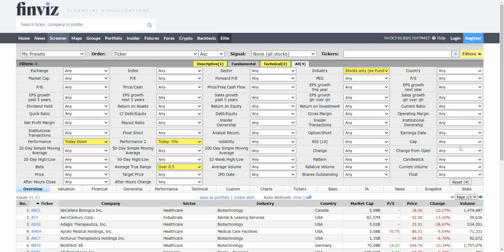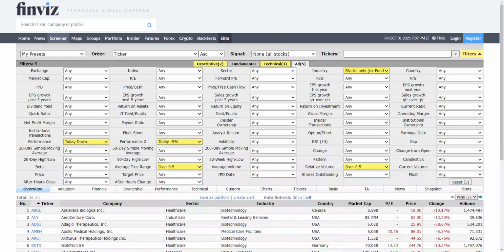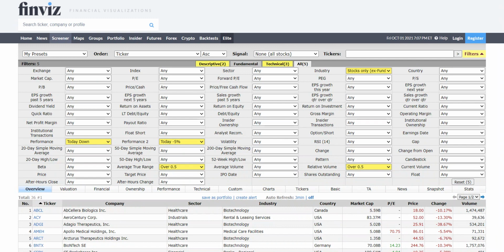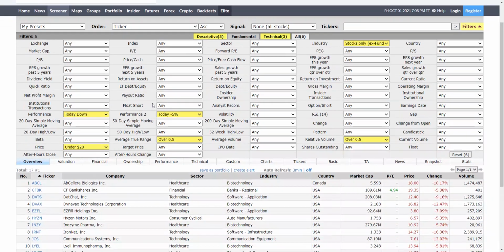Then we want the current relative volume to be over 1, over 0.75, or over 0.5. So let's just go with over 0.5. We're left with only 30 stocks, and there is one more thing that we're going to fill: we are going to be looking for stocks that are under $20. So that is it with the filters. We are left with 17 stocks.